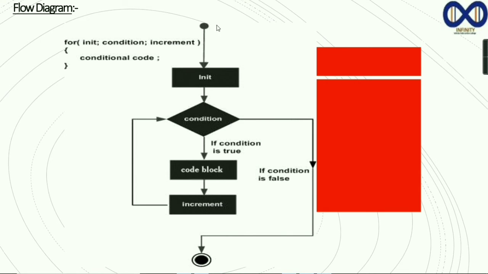Here is the starting symbol, then init and the condition. If the condition is true, it executes the code block, up to the end of the block. If the condition is false, it goes directly to the end of the program. If the condition is true, then the code block executes, and then increment means 10 plus 1 is 11, and again the process continues until the end of the program is reached.